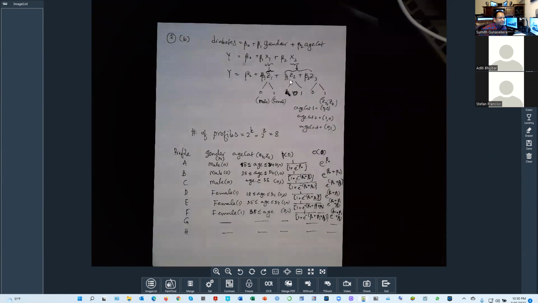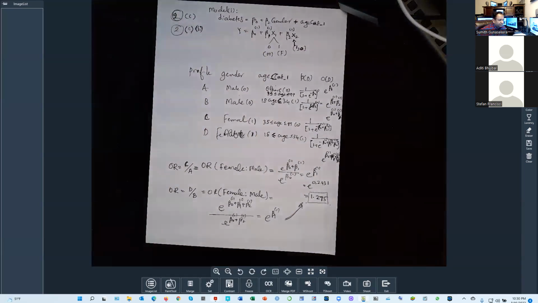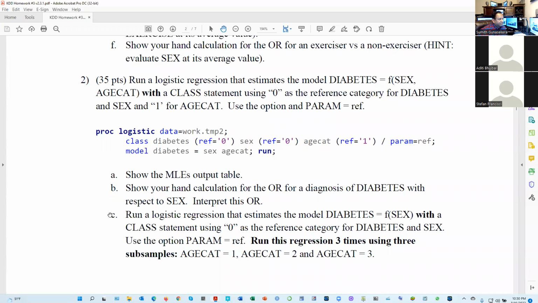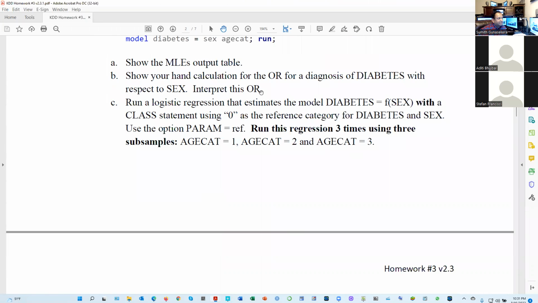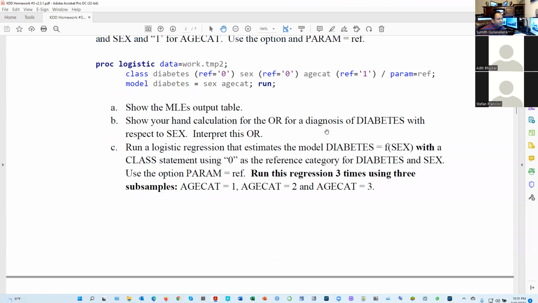Because of that, I utilize C2 and C3, keeping this one C1, and then I look into all the options, like that. And then 2C, 2C2, 2C, this one. Then you got all the odds ratios, no? Odds ratio for 2C. No, this one we have to show a calculation for the OR for the diagnosis diabetes with respect to, interpret. I'm sorry, the odds ratio that we got.